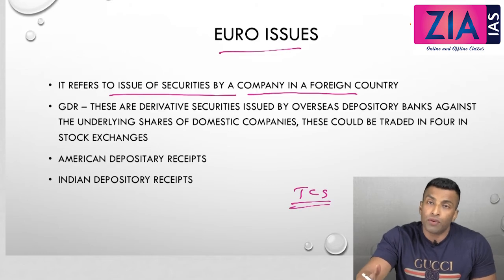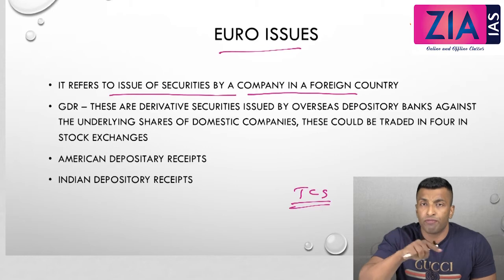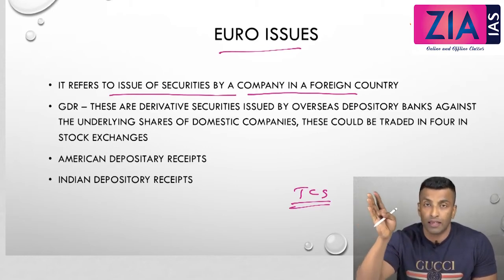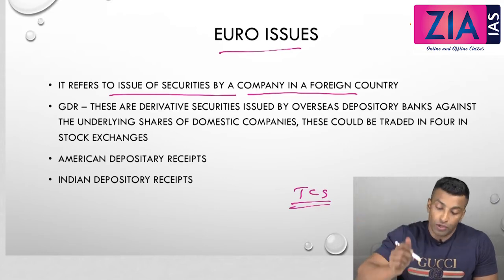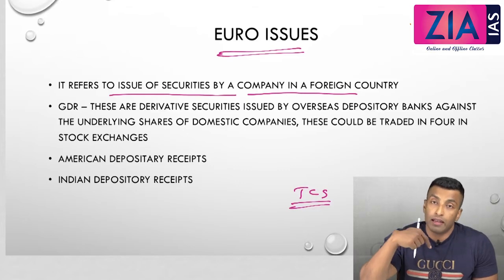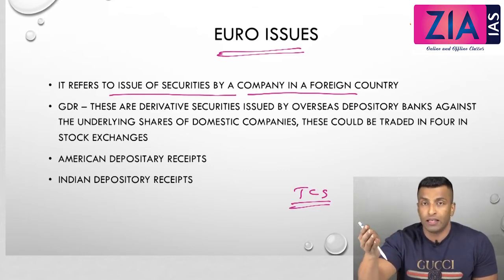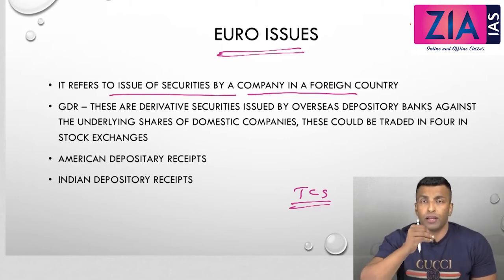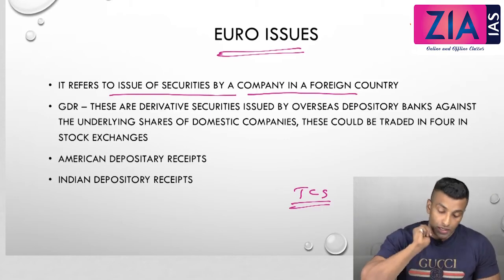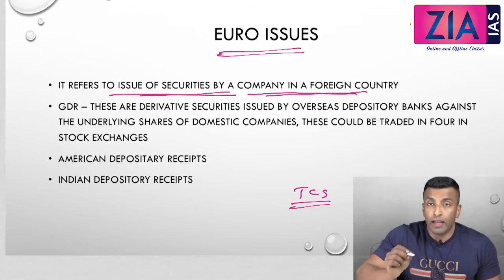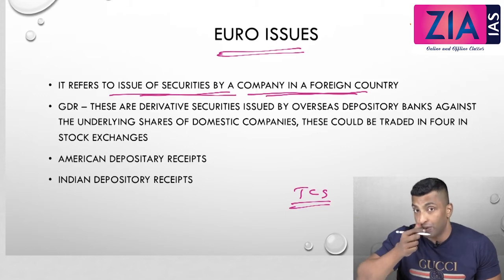Okay, so that is actually done by an Indian company in India. Now, if an Indian company wants to raise funds from abroad, in the Indian share market itself through FPI they can do that, but instead they can list the company in a foreign stock exchange through these euro issues, and that is what we are discussing. Let's suppose this Indian company is listed in the foreign stock exchange, and then the money is mobilized. The forex will come to India, and that is what euro issues are. It refers to issue of securities by an Indian company in a foreign country.